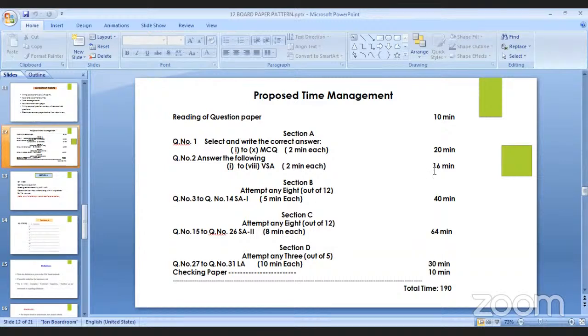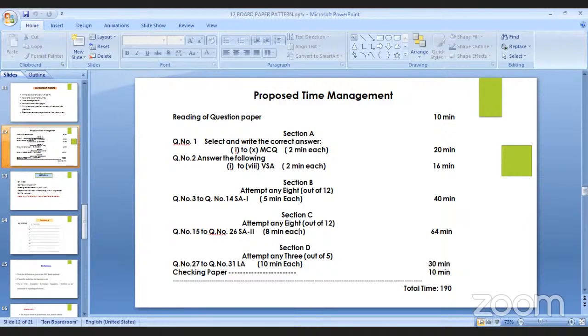This is not an exact calculation. It is based on experience. This much time should be taken for writing each section. For writing VSA, 16 minutes are enough. For section B, the 2 marks questions, you take 5 minutes for each question. So if you are writing 12 questions, you will take around 40 minutes.